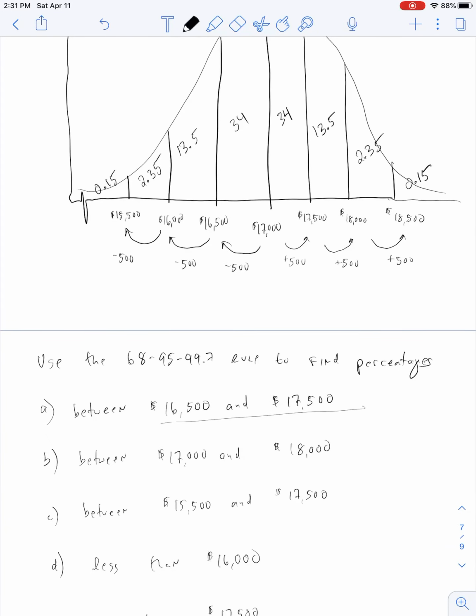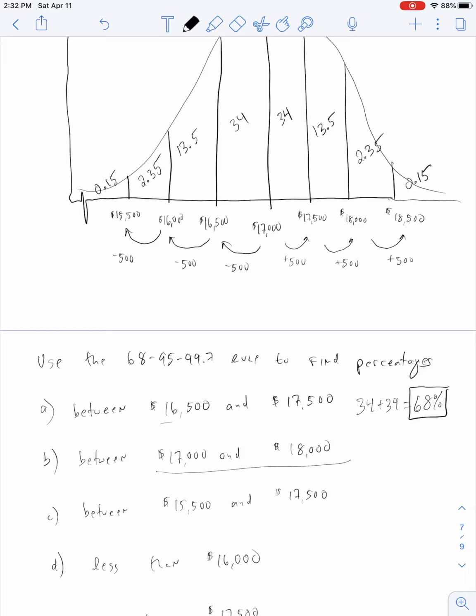It says between 16,500 and 17,500. So here's my 16,500. Here's my 17,500. Add those numbers. $34 plus 34, 68%. Very nice example.